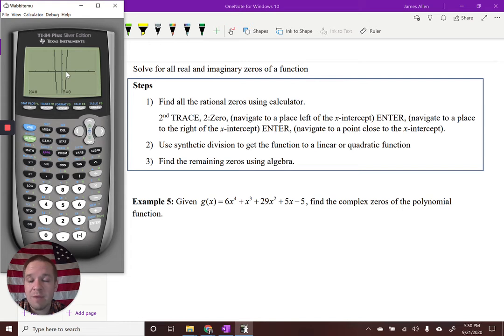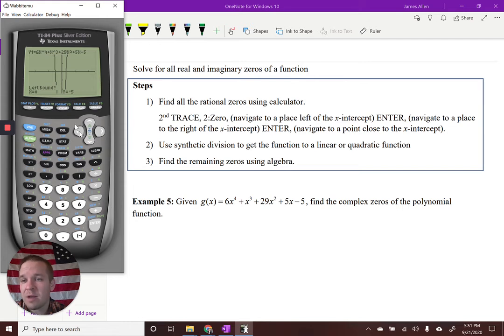Where that is exactly, I am not sure. It looks to be maybe about a half, and then over here it's a little less than a half, like a third or something like that. But we don't want to just guess. So we are going to hit second trace, which is that first step, right? Second trace. And then I'm going to hit 2 because I want to find the zeros.